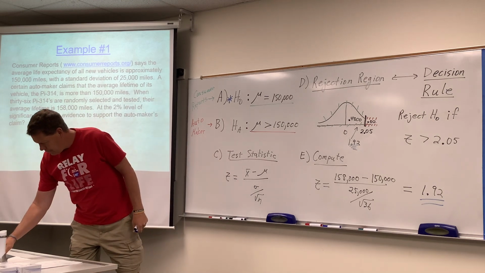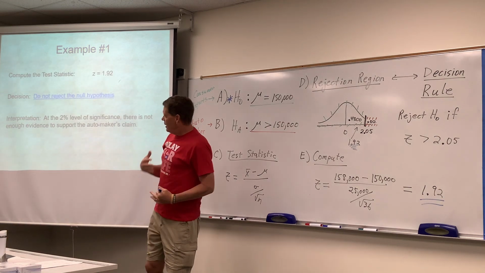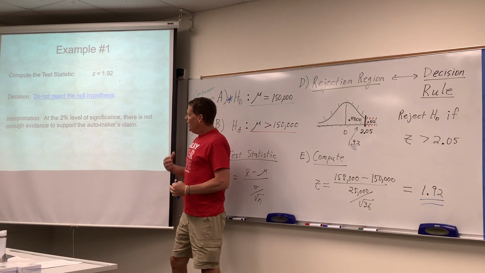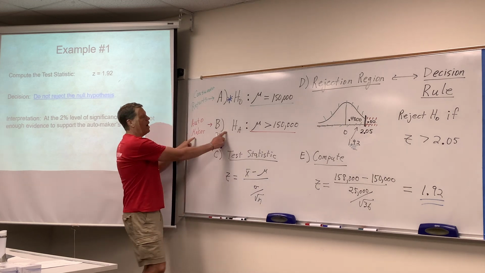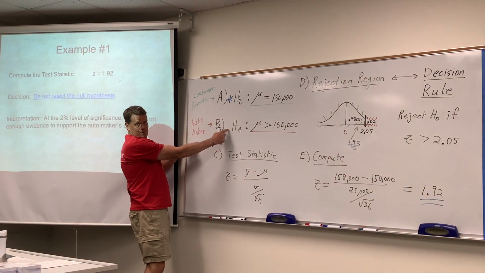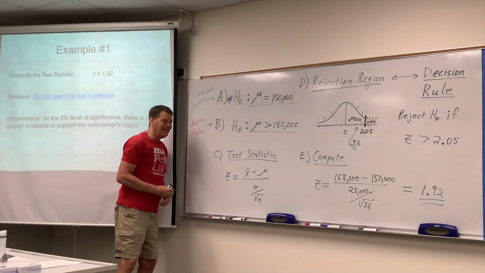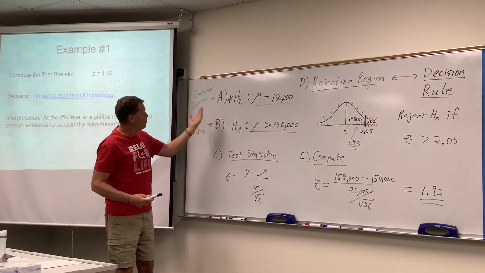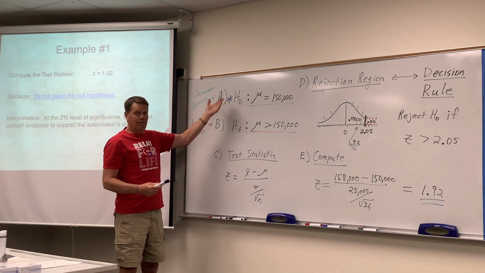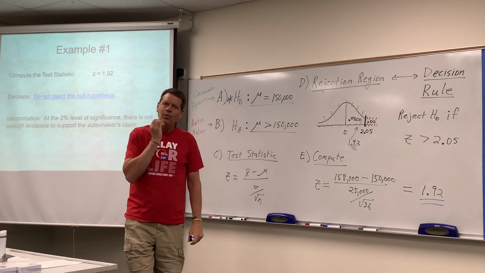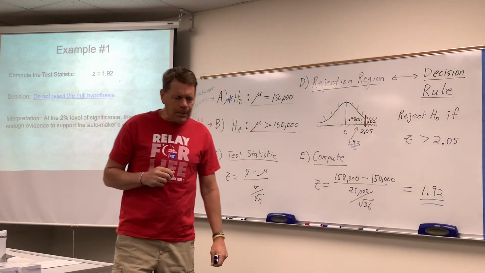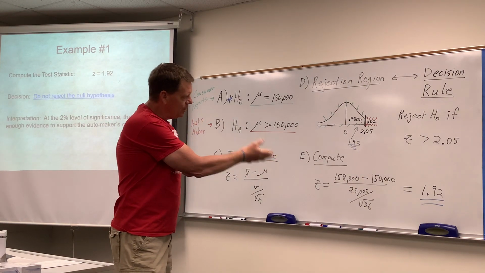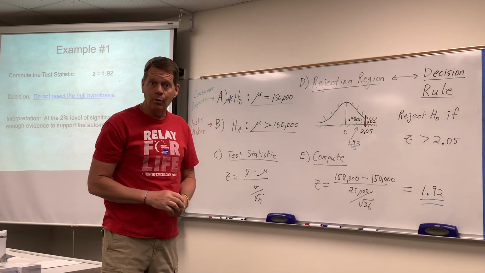So, finally, interpretation. At the 2% level of significance, there is not enough evidence to support the automaker's claim. Ouch, okay? So, again, if the question had been from Consumer Reports' point of view, the answer would have been, yeah, there is evidence. So it just depends on the point of view as to how the question is asked. And so, label who made which hypothesis. When you're done computing, stick a star next to the winner, and that'll help you formulate your answer.